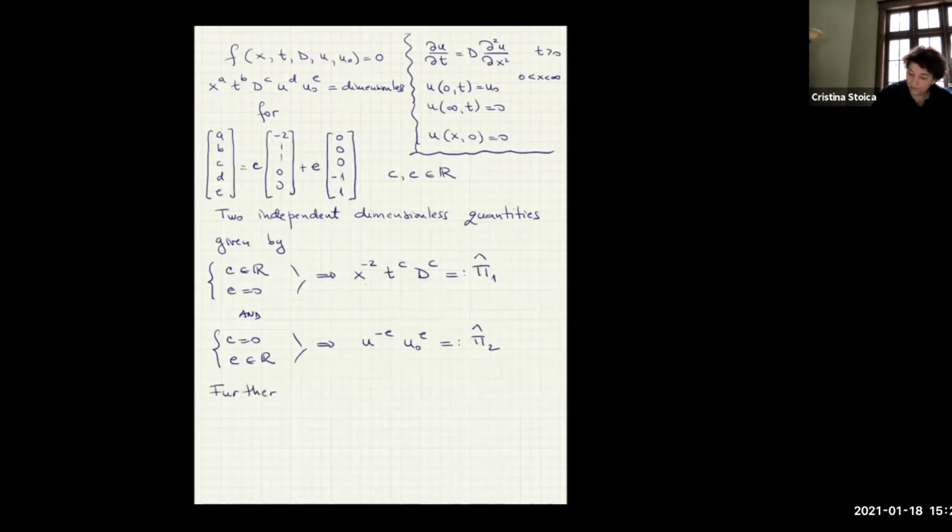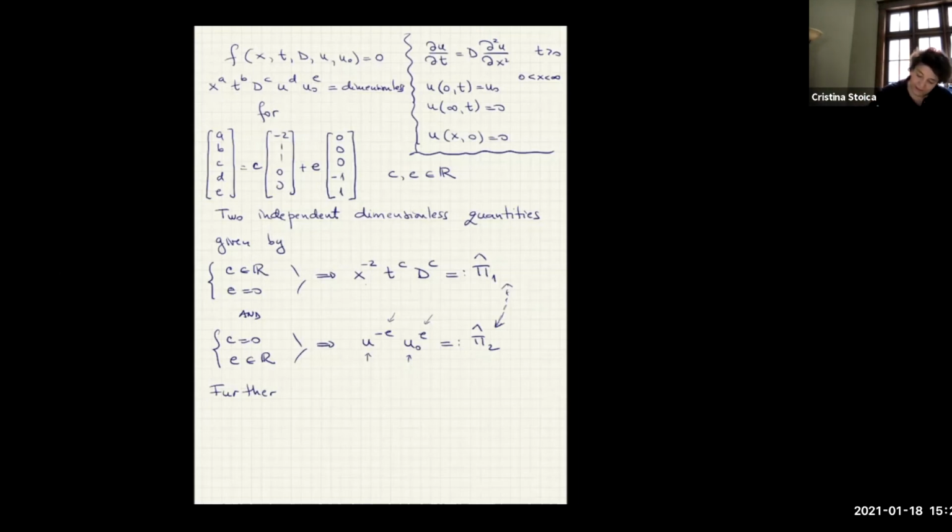Before moving on, these two are dimensionless and independent of each other. You can see that they don't look alike at all. One has length, time, and diffusion, and the other one has just velocity. Both are velocities, meter per second, but this is meter per second to the power E, whereas this is meter per second to the power 1 over E, so they cancel each other.